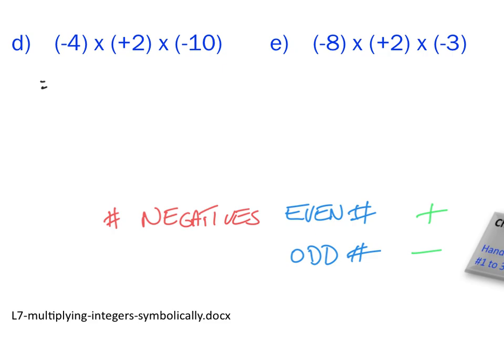Positive. Positive. I don't understand. Then we just go ahead and multiply the numbers. What's 4 times 2? 8. Times 10? 80. Beautiful, done.